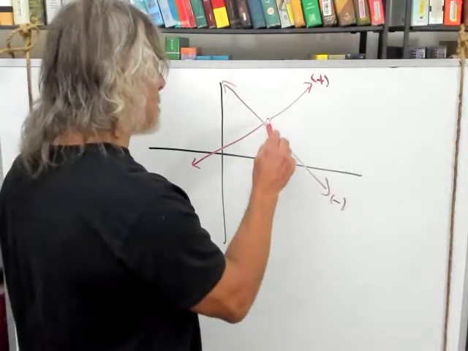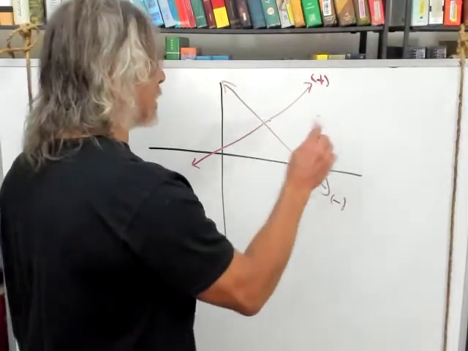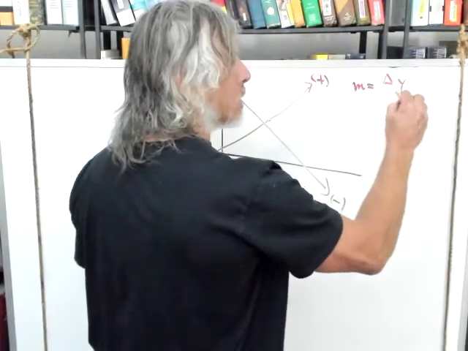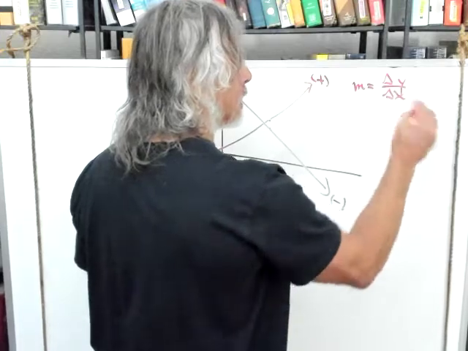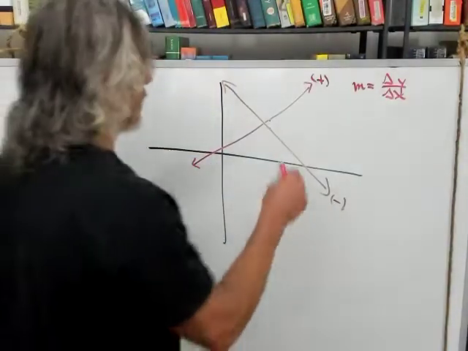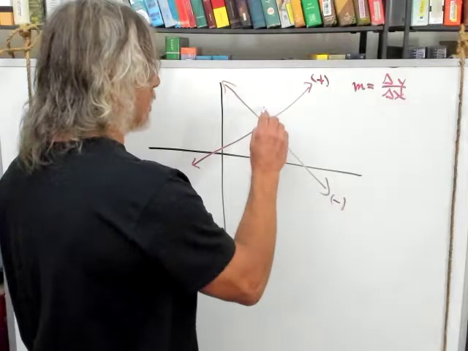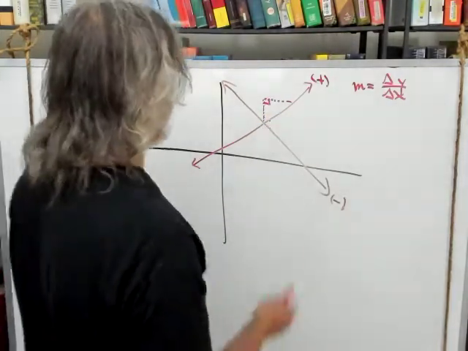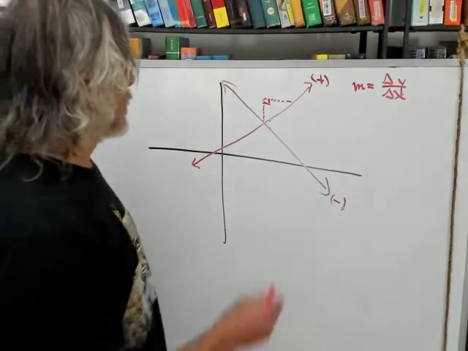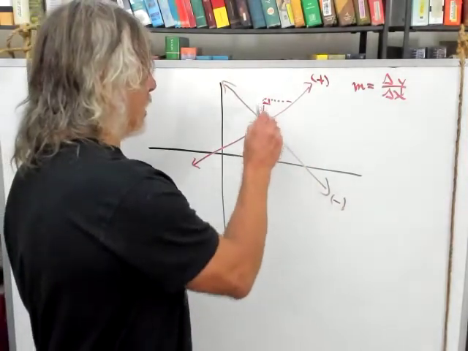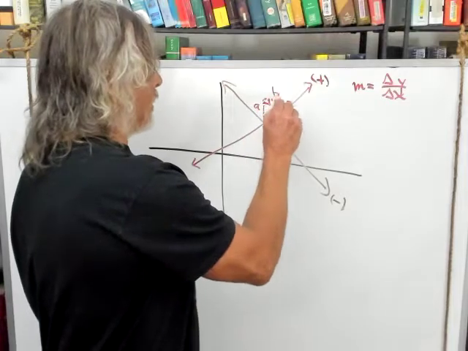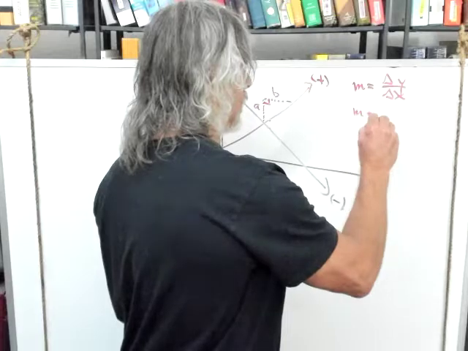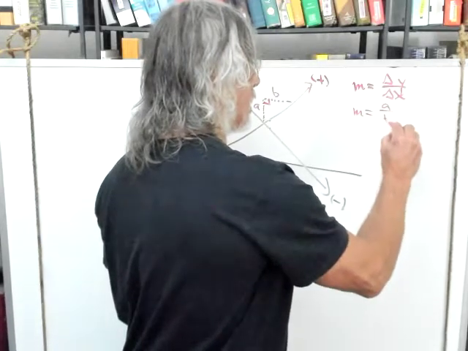If we start with this point, and we go, remember slope, m, is rise over run, change in y over change in x. So we start here, go up and over. These are perpendicular. We got a right triangle, and we'll say this is like up a over b. So the slope of the red one is a over b.